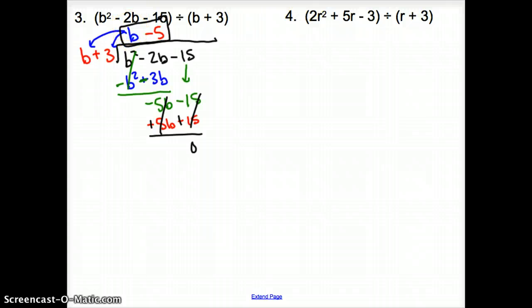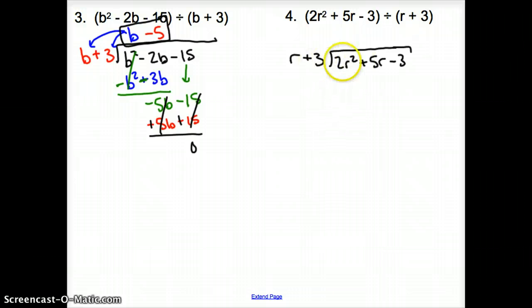For number 4, we have the same exact steps. What do we do first? Well, let's go ahead and start our division problem. So it's going to be r plus 3 outside, and inside the division goes 2r squared. Now what follows r squared? The r, so it's going to be plus 5r. So far it's going in powers, and then we should have no r, so it's minus 3.